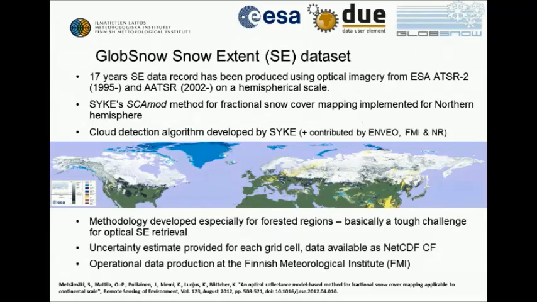So it is a big challenge for optical instruments to try to classify between clouds and snow cover during the winter season, and that's a challenge. And we've been able to come up with a quite satisfactory cloud retrieval algorithm. We're also providing uncertainty estimates for each retrieval, and the data production is also running at the FMI.